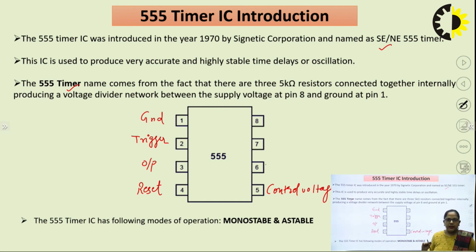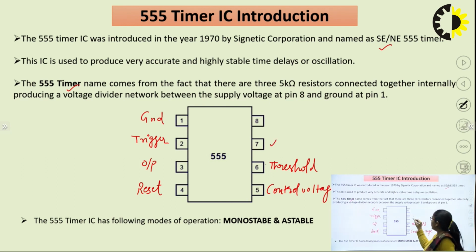We can externally control the output of the comparator. Inside its internal circuitry, we have 2 comparators, an upper comparator and a lower comparator. Pin number 5 is connected to the upper comparator, and if we want to control the threshold voltage externally, we can do so by connecting a potentiometer at pin number 5. That is why it is called the control voltage. Pin number 6 is the threshold pin, which is connected to the non-inverting terminal of the upper comparator and is used to compare the non-inverting and inverting terminal voltages of the upper comparator.